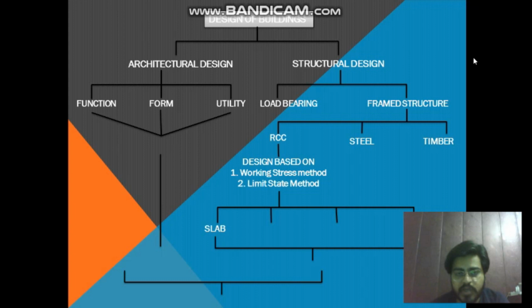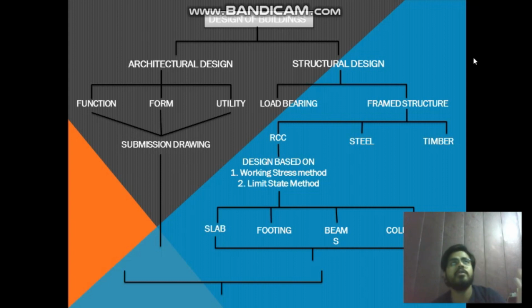RCC always consists of four parts: the first is slab, the second is footing, the third is beam, and the fourth is columns. Now in architecture, the functions, forms, and utility combine into the submission drawing.